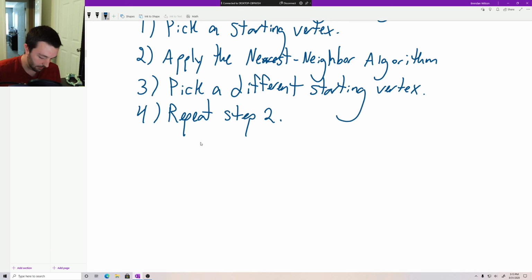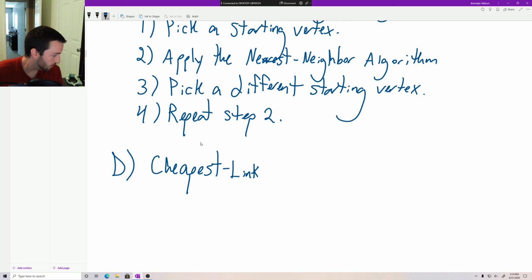Let's look at the last algorithm. This one's more unique than the last one. This one's called the cheapest link algorithm. With the nearest neighbor, we pick a starting vertex and then go the shortest distance from there. With this one, we instead want to look at what's the shortest distance on the graph. So we're not picking a vertex first.